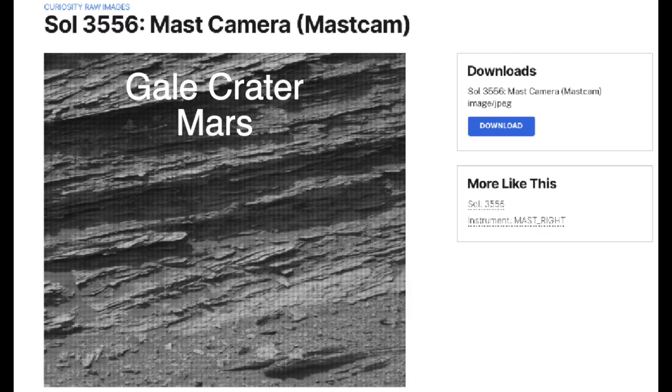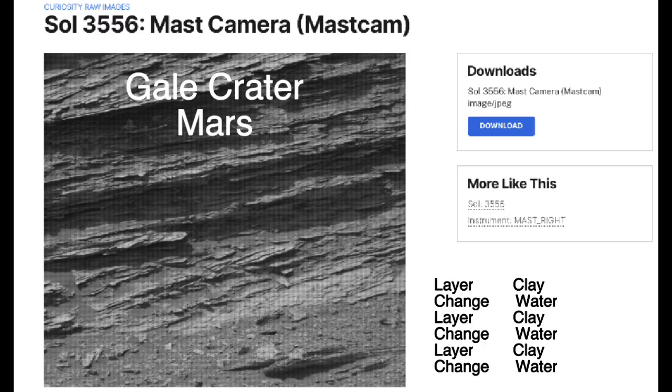And for there to be layers, there would need to be a cycle of layering where the conditions changed and then returned. Layer, change, layer, change, layer, change. But what was the change? The answer is water. Clay, water, clay, water, clay, water.